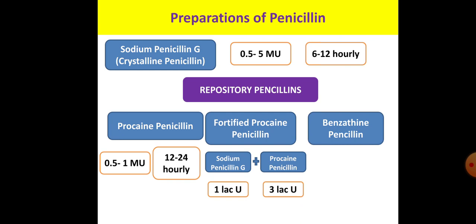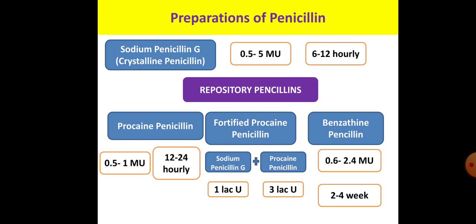Then the longest acting penicillin preparation is benzathine penicillin, and it has a very slow release, and that's why it has nearly a peakless effect, and one can find the release of the drug up to 4 weeks. And that's why it can be administered as 0.6 to 2.4 mega unit every 2 to 4 weekly. So these are all about the penicillin preparations.